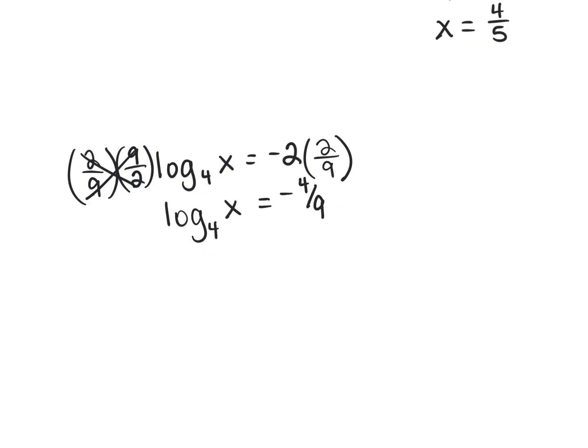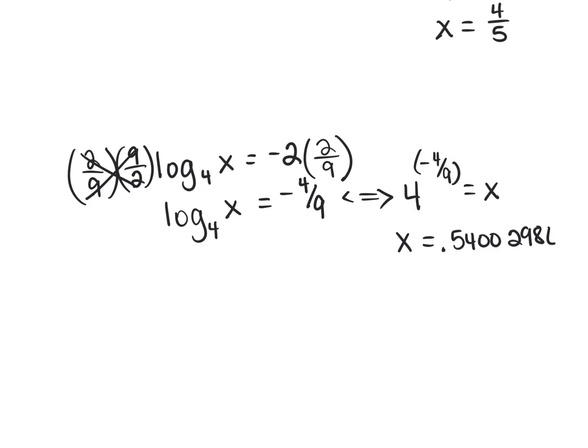So again, we only have one logarithm on the left side, which means that I will write this as an exponential. So I have 4, and it is being raised to the -4/9 exponent, and that's what x is equal to. So type this in very carefully. Make sure that you put parentheses on your exponent. So we're going to end up with x is equal to 0.5400298694.